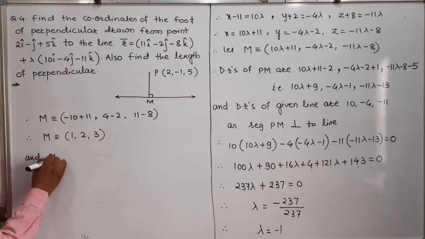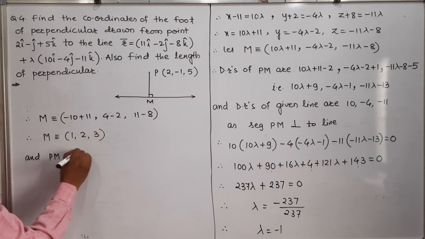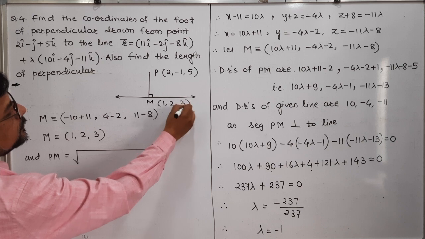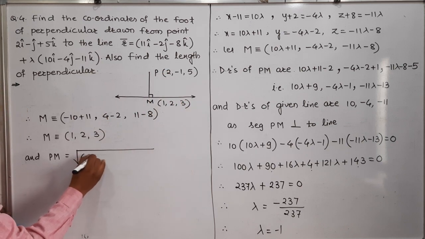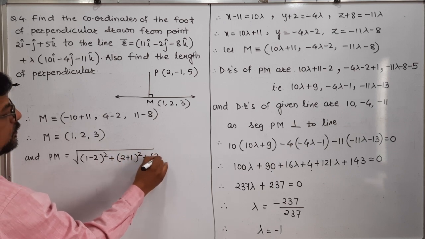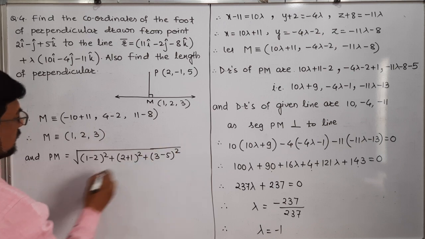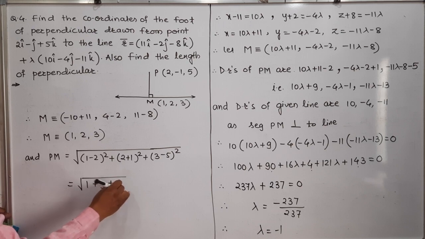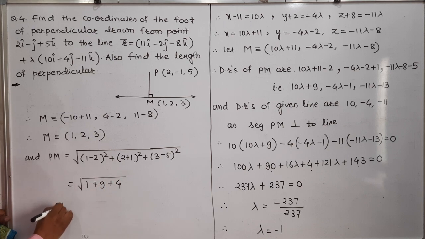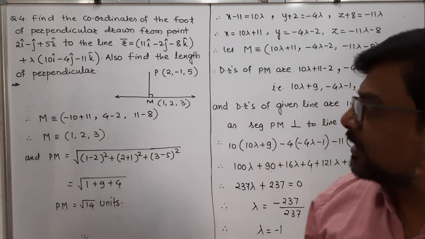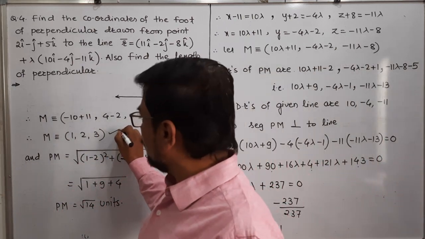The length of perpendicular PM is equal to the square root of (1 minus 2) whole square plus (2 plus 1) whole square plus (3 minus 5) whole square, that is nothing but the square root of 1 plus 9 plus 4. Therefore PM is equal to root of 14 units. Means length of perpendicular is root of 14 units and foot of the perpendicular is 1, 2, 3.